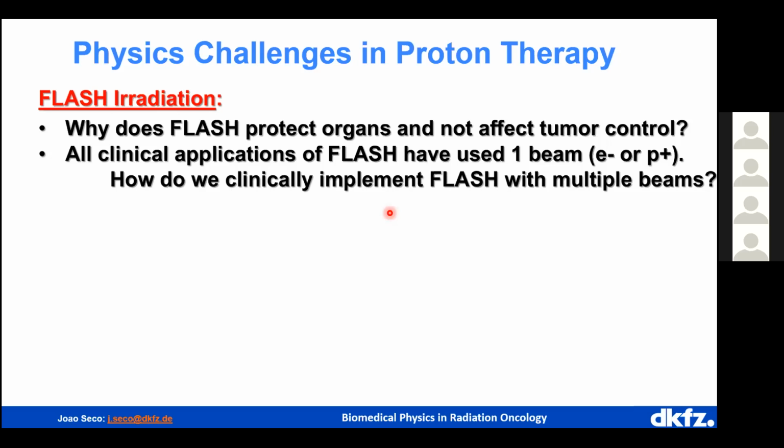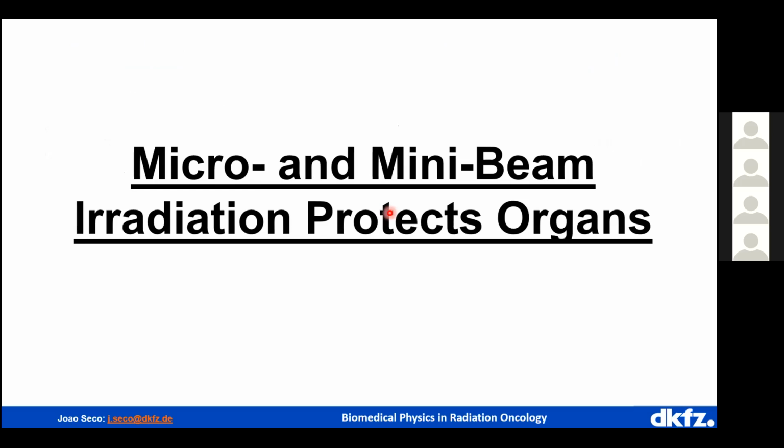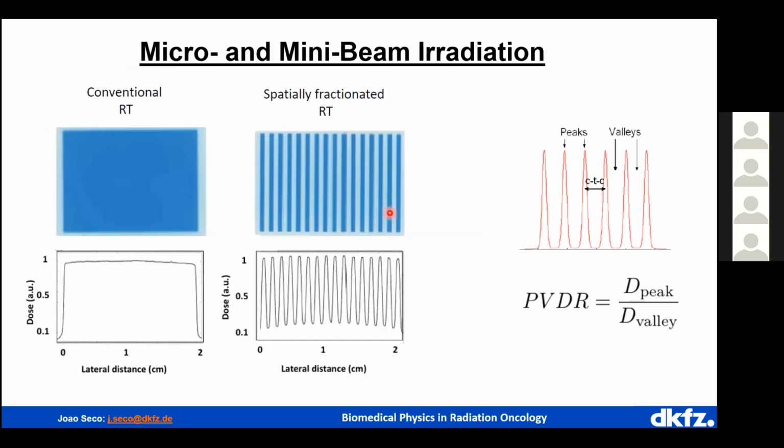Let's see my time. Okay, so now I want to enter another domain that has become a very hot topic in radiation therapy. It's called mini beams or microbeams, and it also allows you to protect organs from radiation effects. So what are mini beams? In a conventional radiotherapy department, we treat a uniform region like this. You see a uniform square, and the dose distribution is uniform during treatment. In mini beams, you don't deliver a uniform dose, you deliver a fractionated dose, which is spatially fractionated.